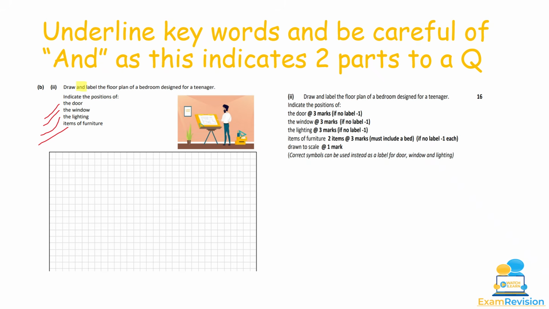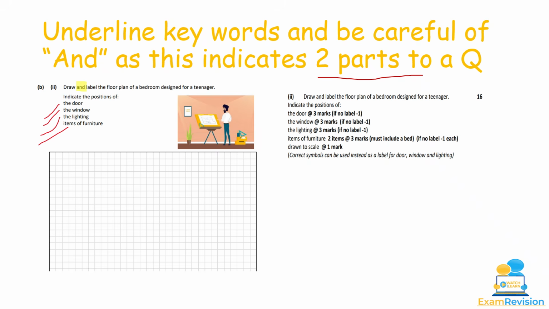So these are the people who underline the keywords in their exam questions. So this one is from last year's paper, and this was sneaky, okay? So it says draw and label the floor plan. Now a lot of candidates could have potentially missed the second bit, because "and" means there's 2 parts to a question, and this is something we see both in Junior and Leaving Cert, okay?